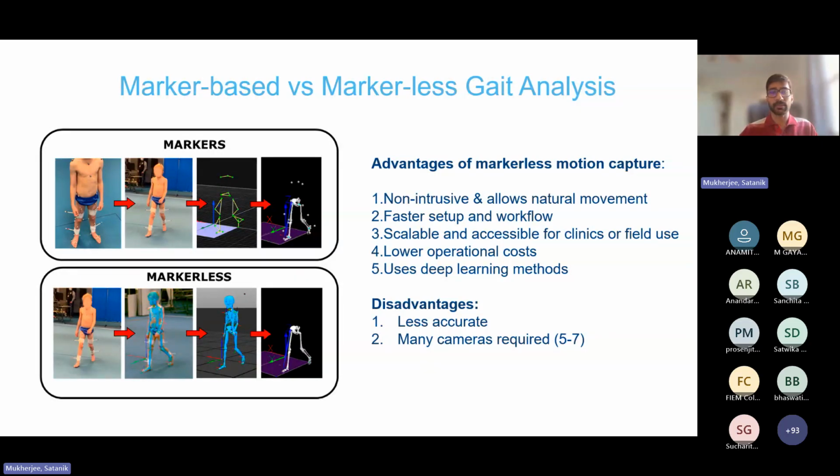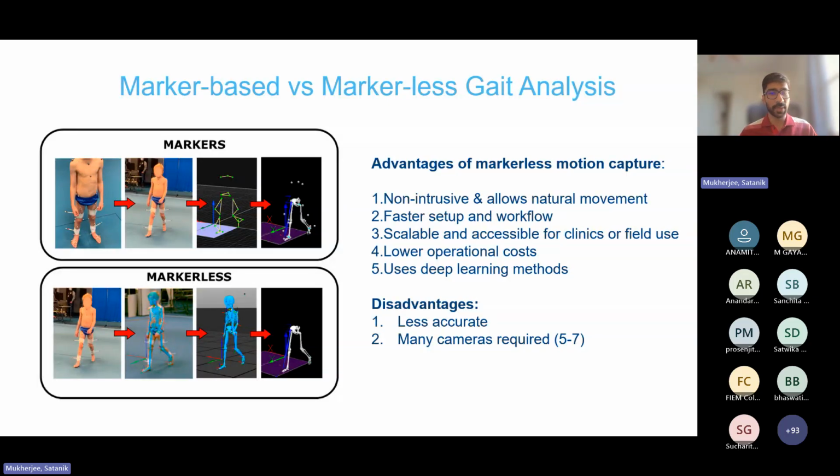So the field has gradually moved on from marker-based gait analysis to more markerless gait analysis, which does not involve the use of markers, but uses different computer vision approaches and deep learning approaches to infer the gait of the patient just from videos or images captured from multiple cameras. Because it does not involve using and fixing markers and calibration, it's comparatively faster than a marker-based approach.